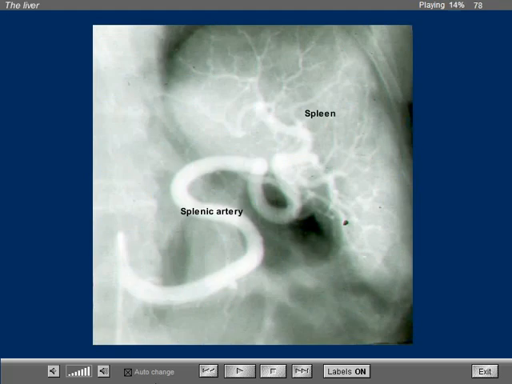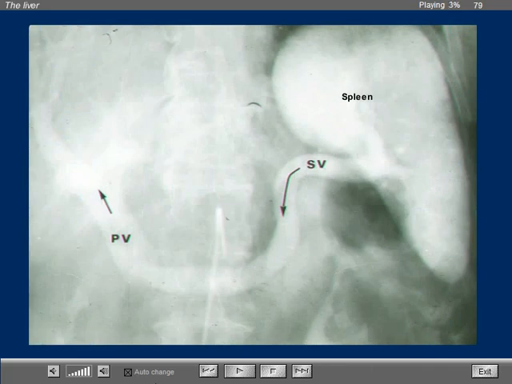This is a selective injection of the splenic artery in a normal individual. Note the uniform distribution of vessels in the spleen. In the venous phase of the splenic artery injection, we see the complete opacification of the spleen and the opacification of the splenic vein and of the portal vein. Note that there is no flow into tributaries of the portal vein. So by definition, this patient should not have portal hypertension.